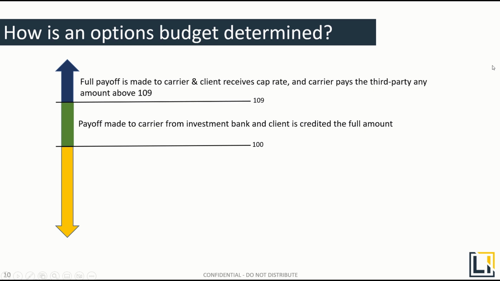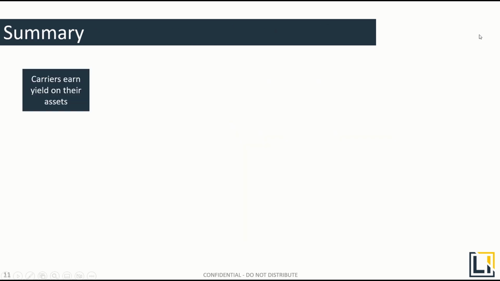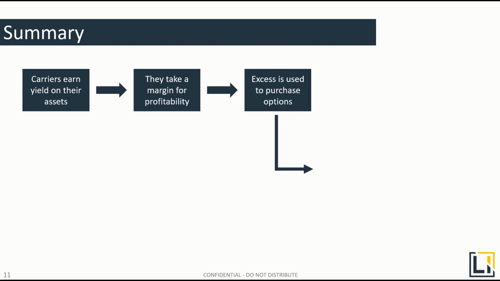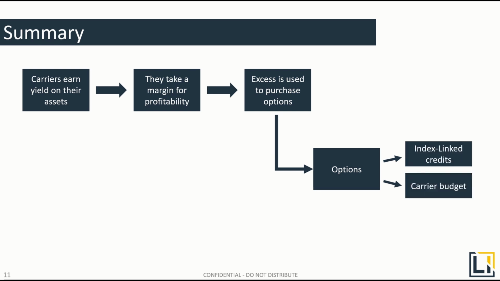If the index is down or below the 100 strike price, the carrier lets the option expire, essentially worthless, and the client receives a zero interest credit for that term. With FIA, zero is your hero. In the end, the mechanics are pretty simple. Life insurers earn a yield on their assets, they take a margin for their profitability, and the remainder is used to purchase options that provide exposure to index-linked returns. The options must match the index-linked credits, and the cost of the options must match the life insurer's budget.